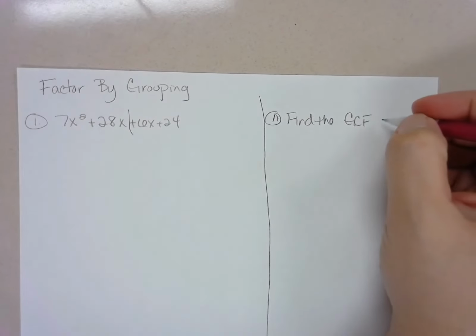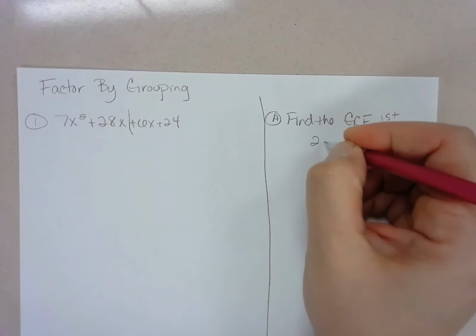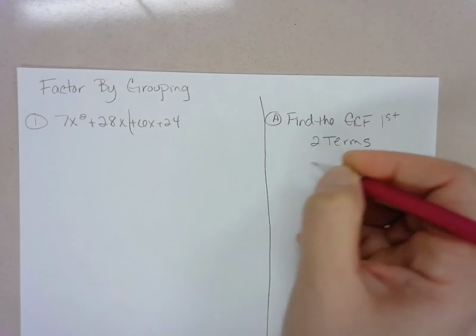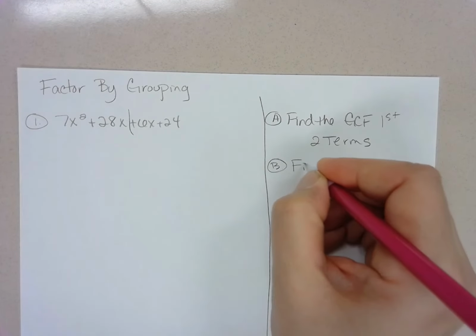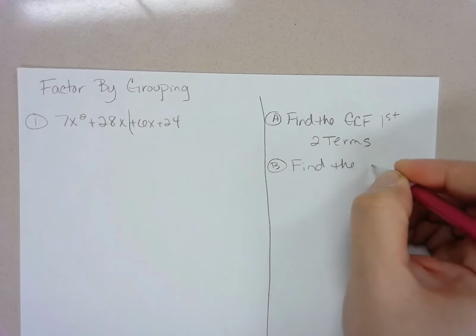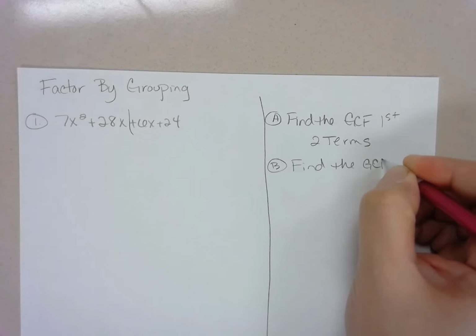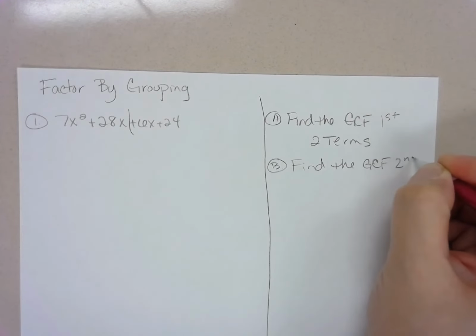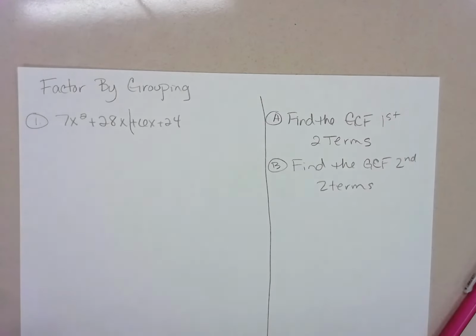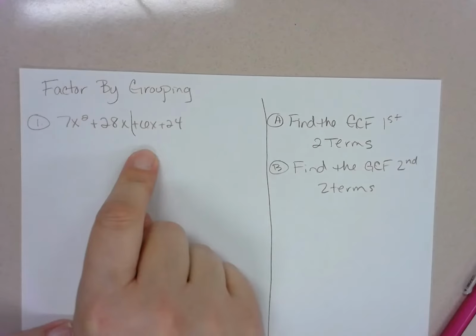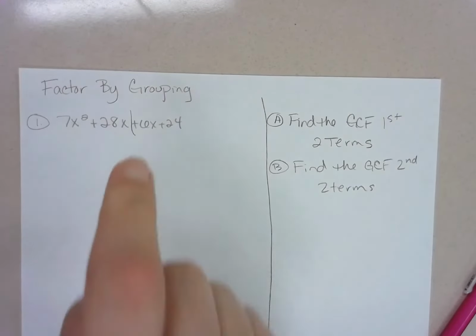So we're going to find the GCF of the first two terms. And I'm going to use a highlighter to hopefully help make this make a little more sense. And then we're going to find the GCF of the second two terms. So when I say the first two terms and the second two terms, you just divided that problem in half. There are four things in that problem.